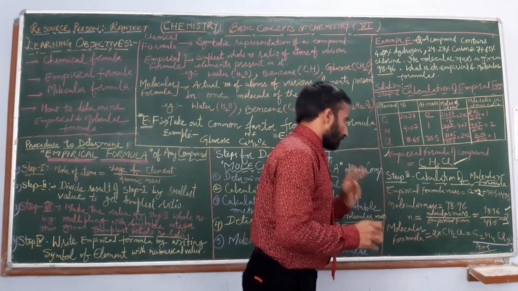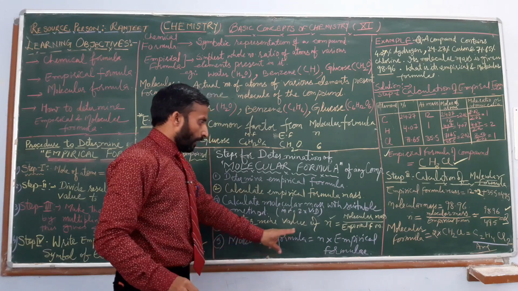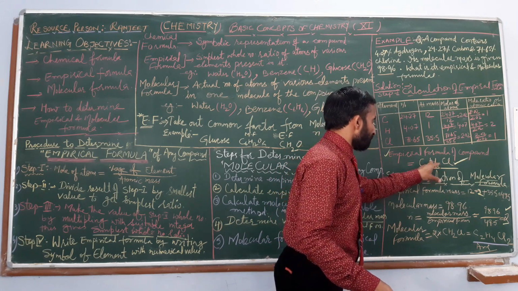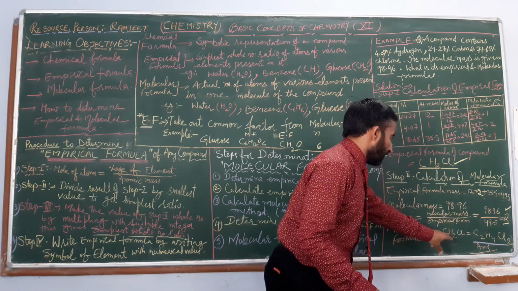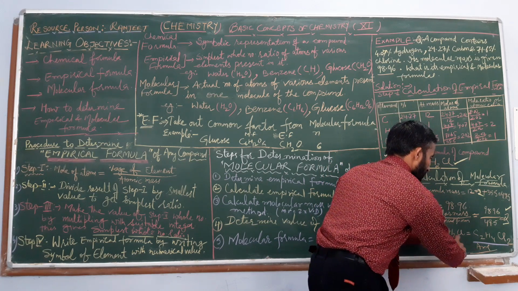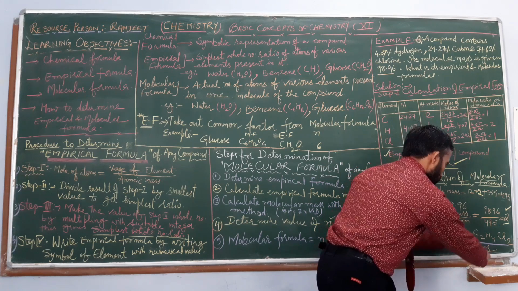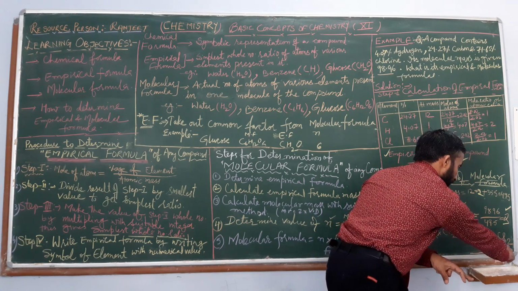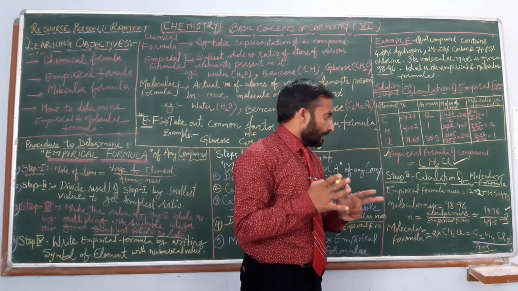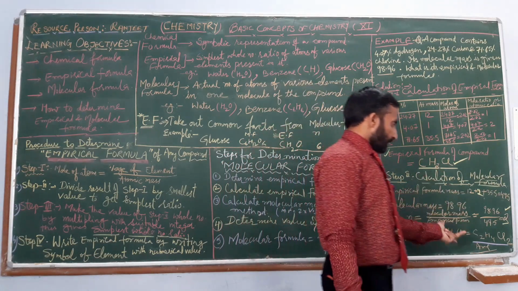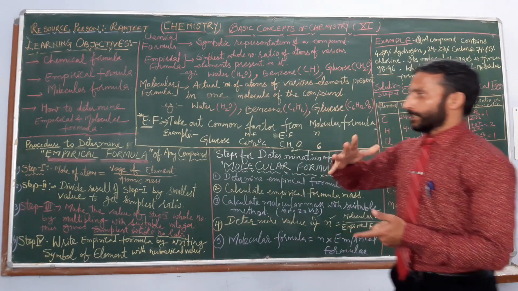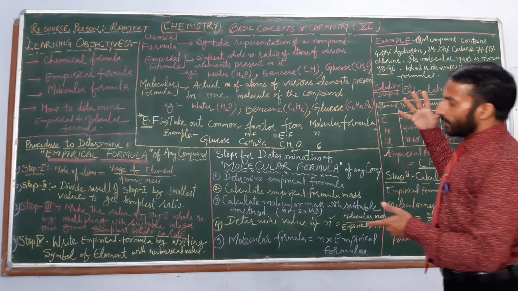Now the last step is that the molecular formula is equal to n multiplied by the empirical formula. The empirical formula is CH2Cl multiplied by the integer 2. When we multiply, we multiply the number of atoms of each element. So carbon becomes 2, hydrogen becomes 4, chlorine 2, and the molecular formula becomes C2H4Cl2. This is our answer. By following these steps we are able to calculate our empirical formula and molecular formula.